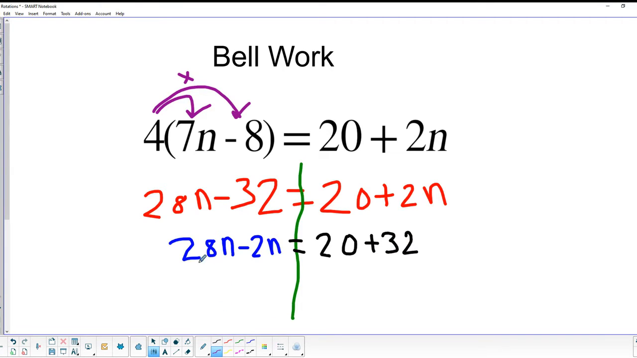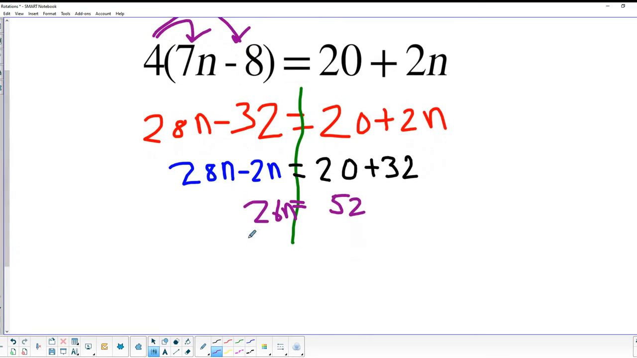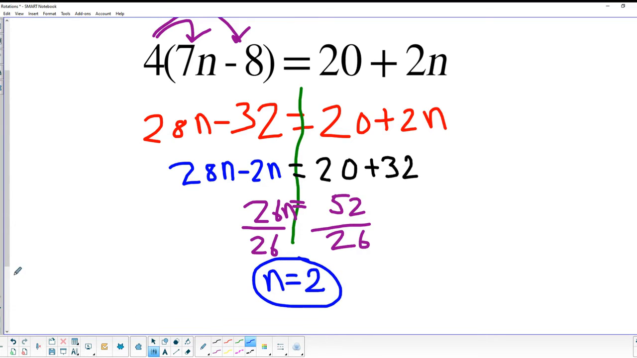And then when we simplify the left side, we get 26n. And the right side becomes 52. All right, very good. So now all we have to do is give ourselves a little more space. We're going to divide both sides by 26. And our final answer is n equals 2. So if that's what you got when you tried that problem, you did it just right.